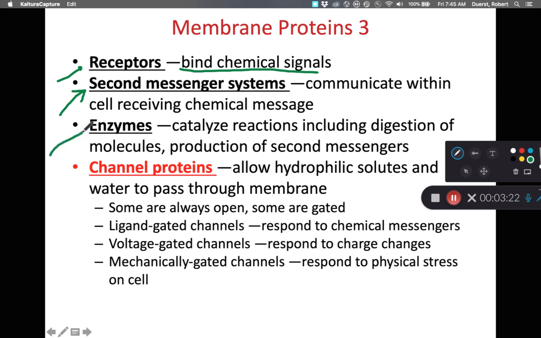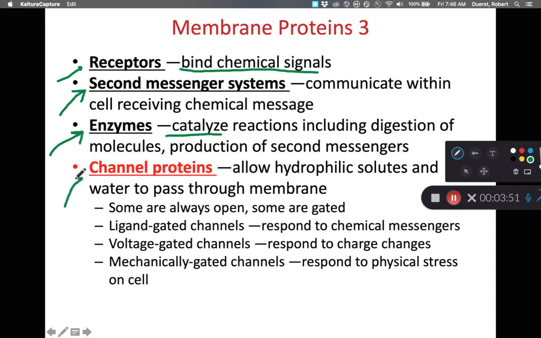The enzymes that are present on the cell are going to speed up chemical reactions, or catalyze chemical reactions. A classic example is the brush border enzymes within the small intestine. These enzymes are embedded within the plasma membrane of the microvilli and allow the cell to chemically digest food as the food is flowing through the small intestine.